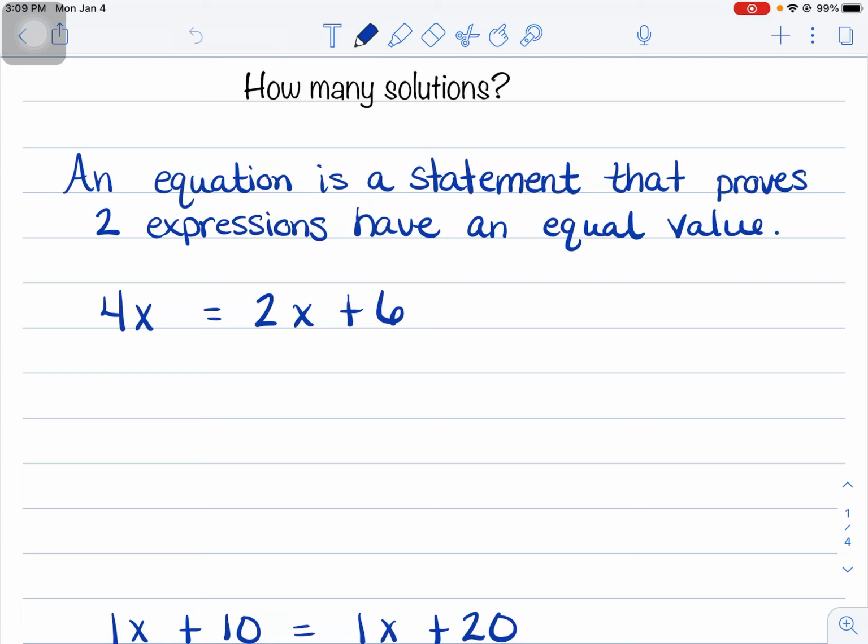We're going to talk today about how many solutions an equation can have. So remember, an equation is a statement that proves that two expressions have an equal value. So we're going to start out with this first one. So we have 4x equals 2x plus 6.